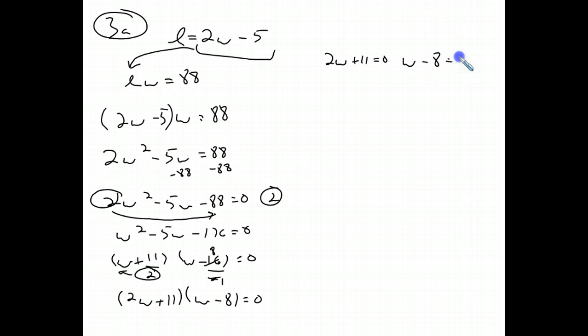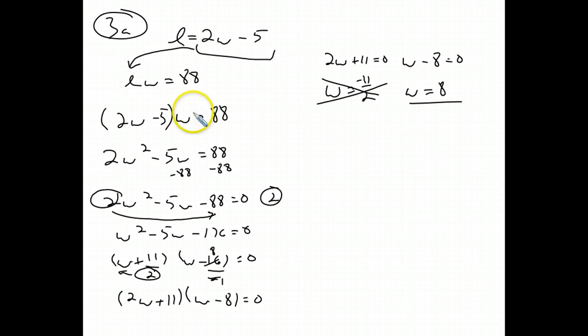W minus 8 equals 0. So this one will give us w equals negative 11 over 2, but we can't have a negative width, so we're just going to throw that one out right away. This one will give us w equals 8. It's positive width. There's your width.